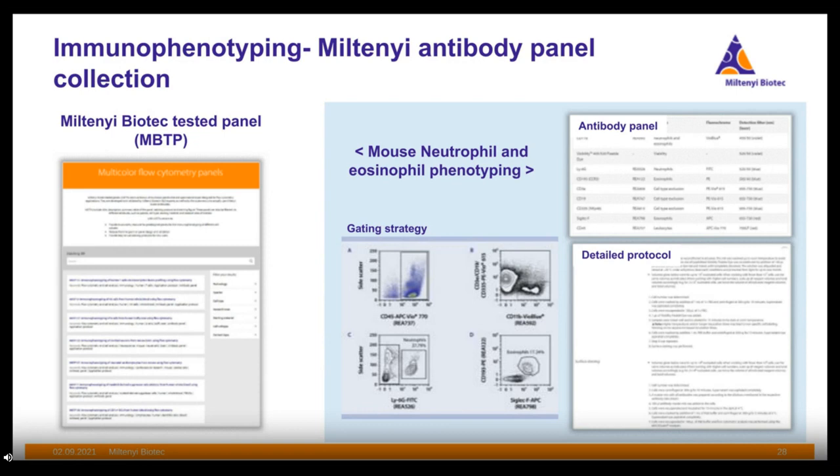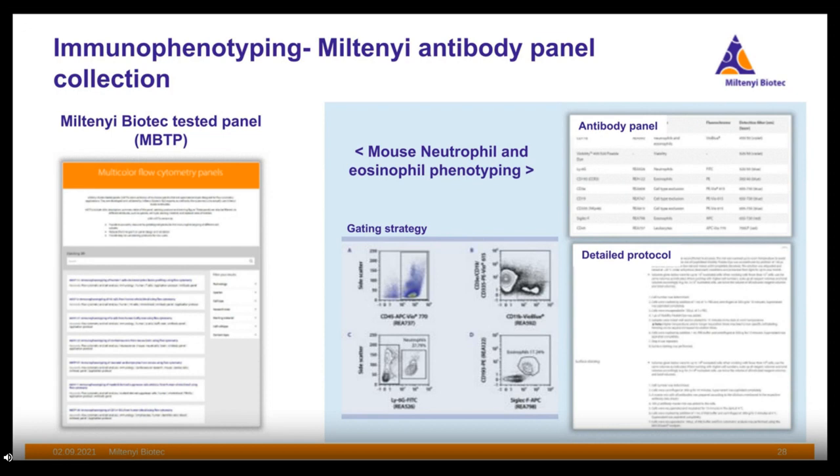And we understand this problem in the field, and to address this problem, we started to generate an antibody panel collection. And this is known as our Miltenyi Biotec tested panel, where currently we have nearly 40 antibody panels covering different cell subsets. These panels are established and tested by our internal R&D experts, as well as kindly provided data by our customers. And here I just wanted to show you what kind of data you can expect, and therefore I showed you an example of a mouse eosinophil and neutrophil phenotyping panel that we have, where you can see the panel composition.